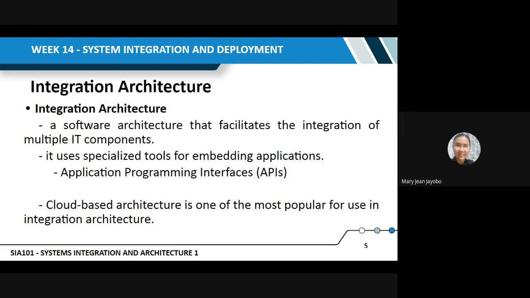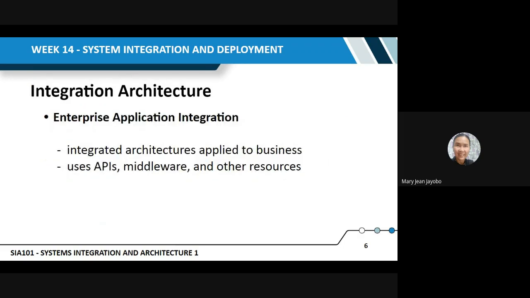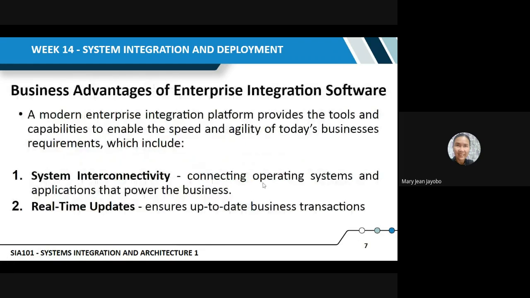Okay. Now, using tools like APIs, middleware, and other resources, engineers cobble together workable architectures that successfully integrate their many parts. So when applied to business, this is often called enterprise application integration, and it is done to support key business goals. So enterprise application integration is an integrated architecture that can be applied to business. And it uses APIs, middleware, and other resources.